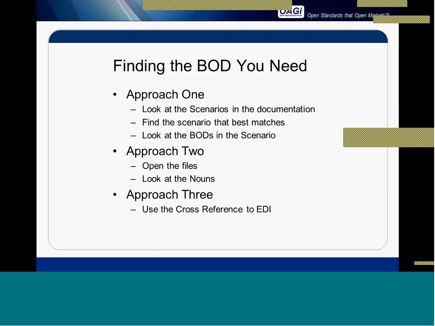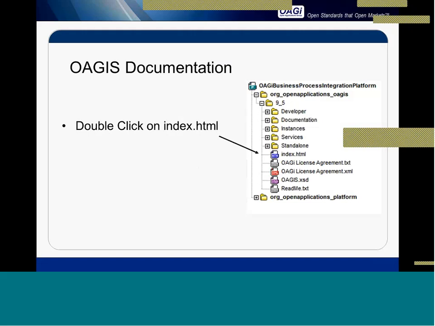So I'm going to go through this rather quickly. We've put together three ways to find the BOD you need, because the library being as robust as it is, we like to give some help for folks. So approach number 1 is to look up the scenarios in the documentation and find the one that matches, and then you can see what's in there. So let me show you an example.